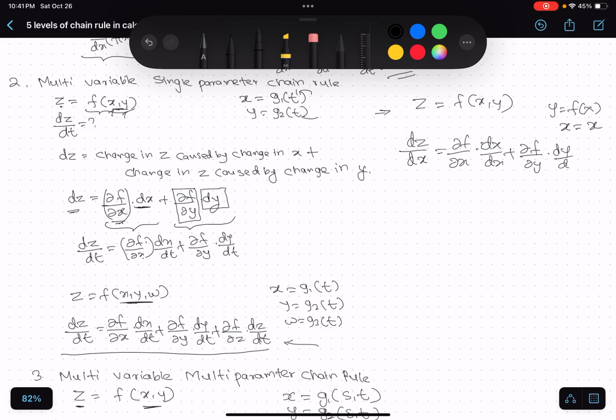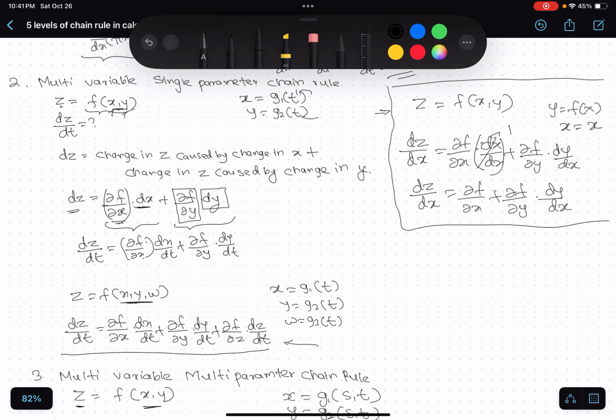Now this should just be dg by dx equals, this should just be 1, right? You can see it as like a division, and so we'll just have partial f by partial x plus partial f by partial y times dy by dx. So this is a slightly modified formula with the same rule. If you want to differentiate z with respect to x, if y is a function of x, then yeah, you can use this formula too.